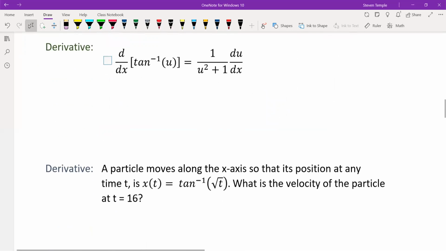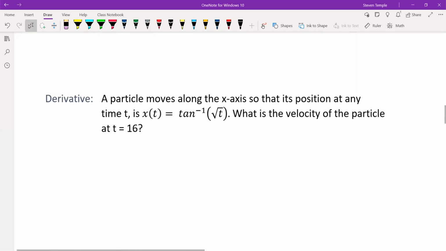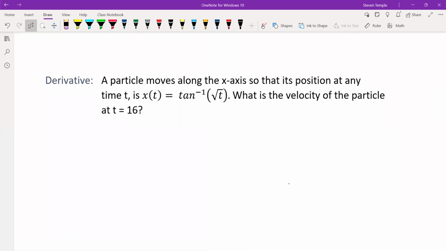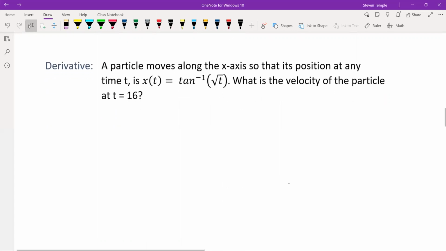Okay, so for example, I'm going to take a look at this example right here. A particle moves along the x-axis so that its position at any time t is x of t equals the inverse of tangent of the radical of t, square root of t. What is the velocity of the particle at 16? So I'm just going to go ahead and rewrite our function as t to the 1/2.